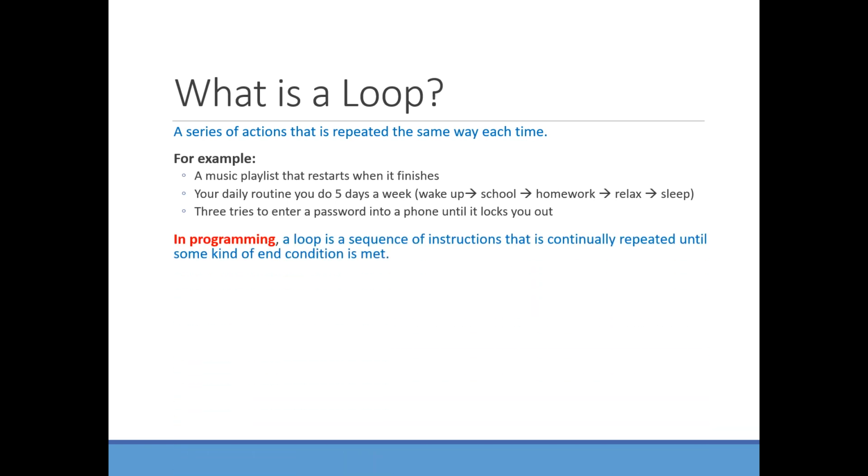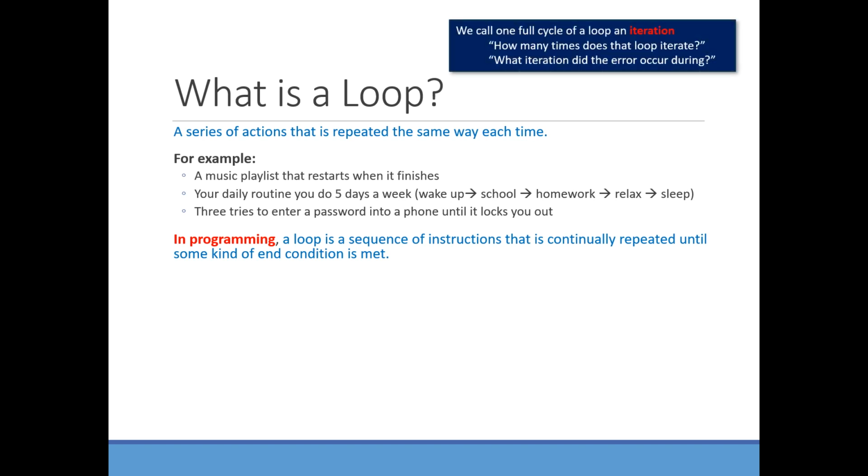In programming, it's the same idea, but now we have to specifically apply it to code. So in programming, a loop is a sequence of instructions that is continually repeated until some kind of end condition is met. It has to end at some point. So when, or what are the conditions? Well, that depends on the problem you're trying to solve.